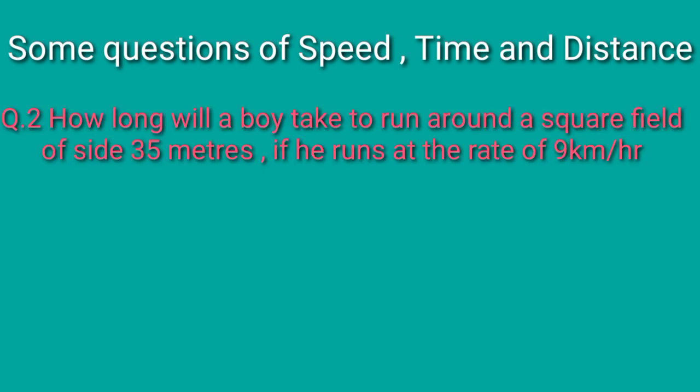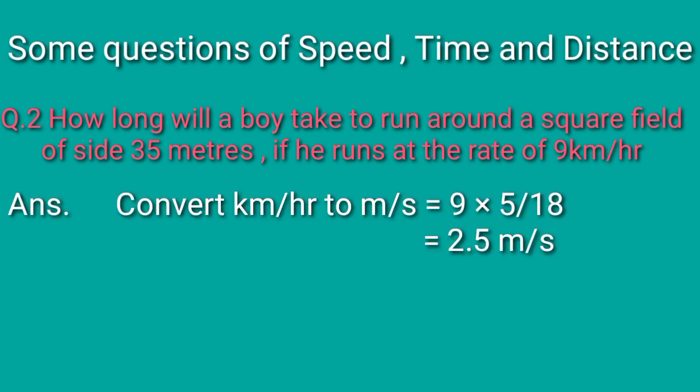Now let's see the second question. It says: how long will a boy take to run around a square field of side 35 meters if he runs at the rate of 9 km per hour? The speed is given in kilometer per hour, so first we will convert it into meter per second. We will do 9 into 5 upon 18, so the answer will be 2.5 meter per second. Now we have converted into meter per second.